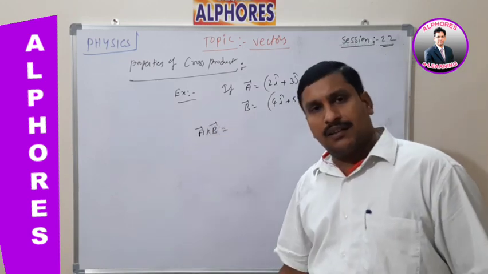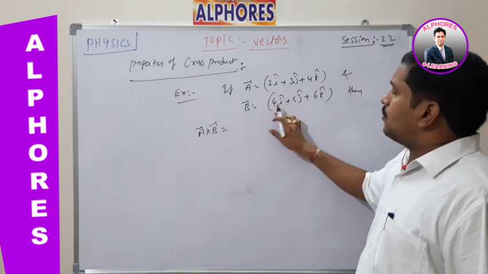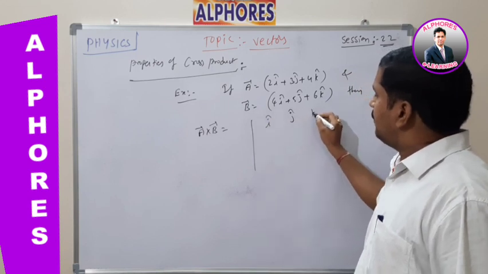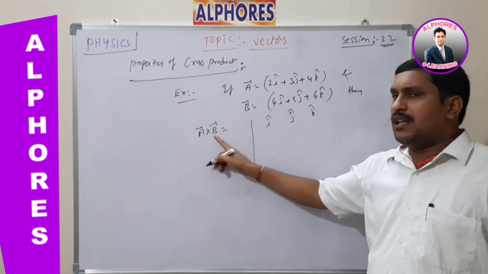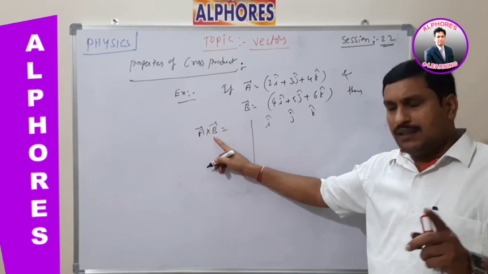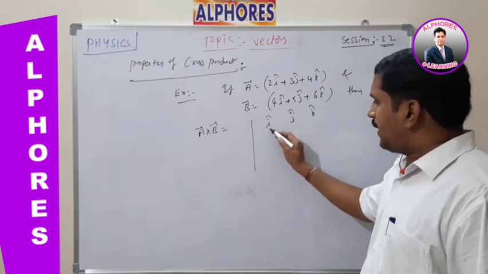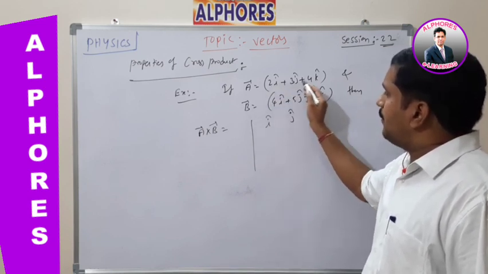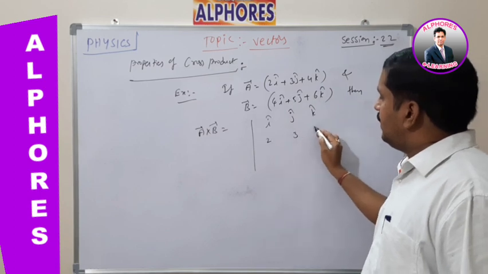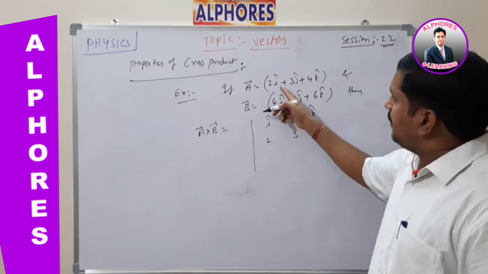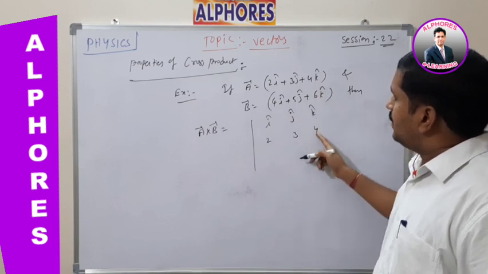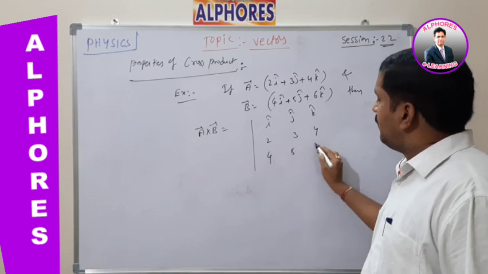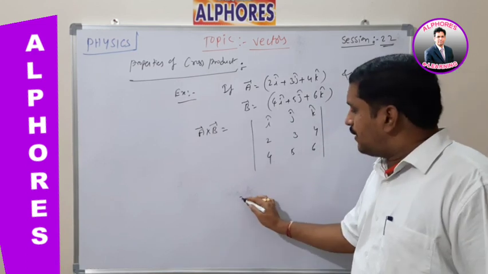Cross product of these two vectors. If I am giving 3-dimensional vectors or 2-dimensional vectors also, the method is the same. Listen carefully. Write i cap, j cap, k cap. First we have to substitute the coefficients of a bar, ax, ay, az: 2, 3, 4. That means in place of i coefficient 2, j coefficient 3, k coefficient 4. Next we substitute the coefficients of b bar also: 4, 5, 6.